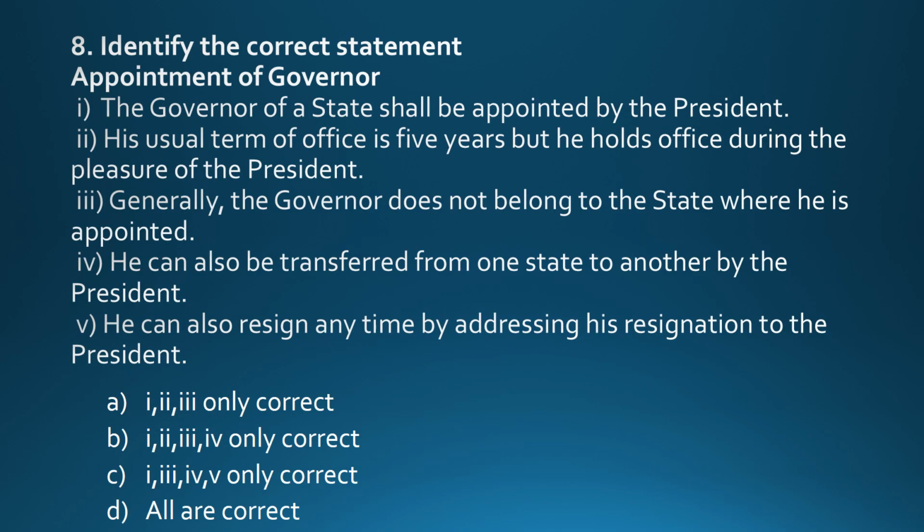Question number 8. Identify the correct statement. Appointment of governor. 1. The governor of a state shall be appointed by the president. 2. His usual term of office is 5 years, but he holds office during the pleasure of the president. 3. Generally, the governor does not belong to the state where he is appointed. 4. He can also be transferred from one state to another by the president. 5. He can also resign any time by addressing his resignation to the president.